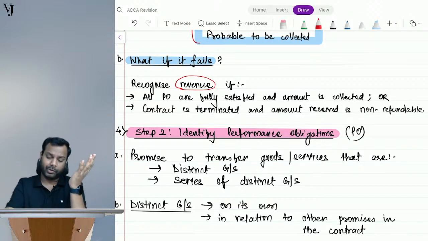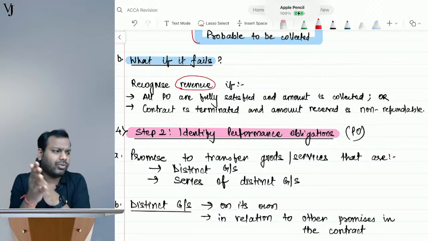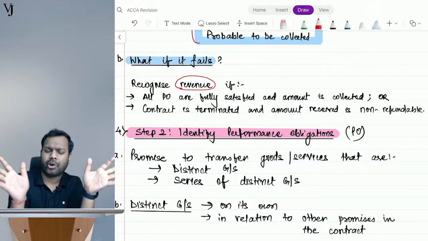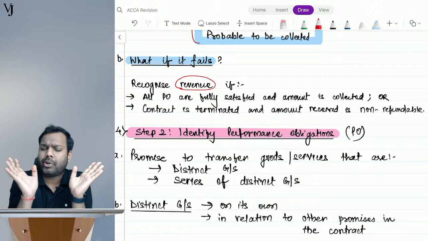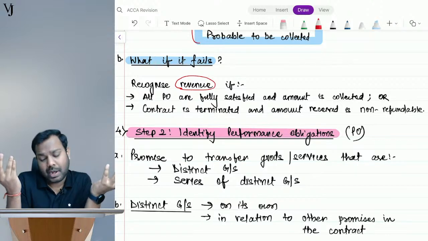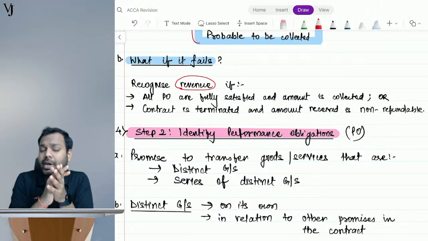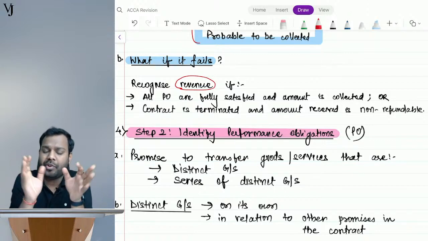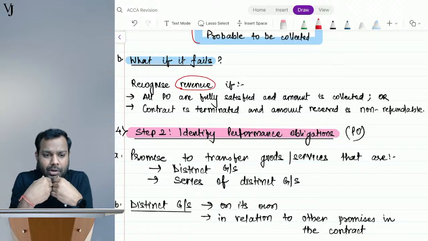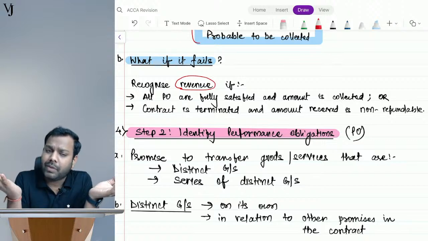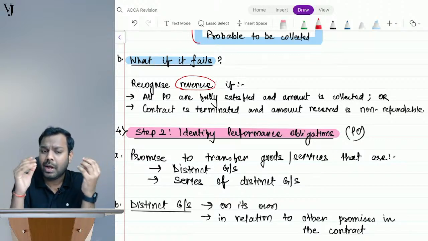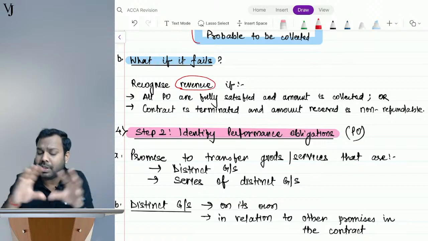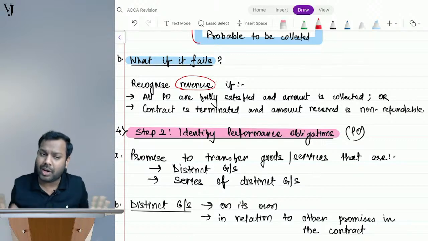Let's suppose a student came to me and said, sir, I don't want to enter into any contract. Okay, fine, I didn't enter into any contract with him. I gave him my video lectures, and he gave me the full fees. I will recognize my revenue, right? Even if there is no contract, when the contract is wholly performed, I will recognize my revenue.